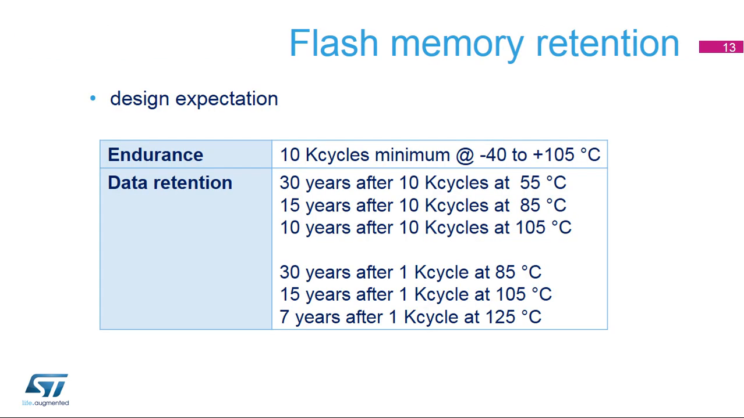Each program and erase operation can degrade the flash memory cell. After an accumulation of program and erase cycles, memory cells can become non-functional, causing memory errors. Endurance is the maximum number of erasing and programming sequences that the flash memory can support without affecting its reliability.